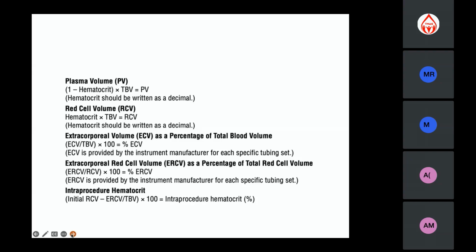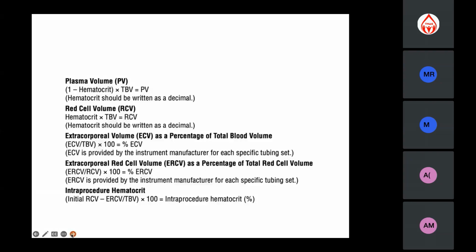The extracorporeal red cell volume is, in simple terms, the volume of RBCs within the extracorporeal volume. So if the extracorporeal volume for a procedure is 150 ml, what is the amount of RBCs in the 150 ml tubing set? That is the extracorporeal red cell volume. It is also provided by the kit manufacturer, and it varies for the tubing set, as I mentioned earlier.